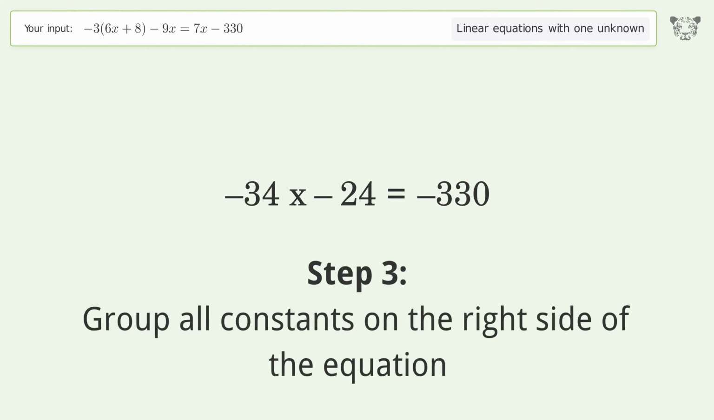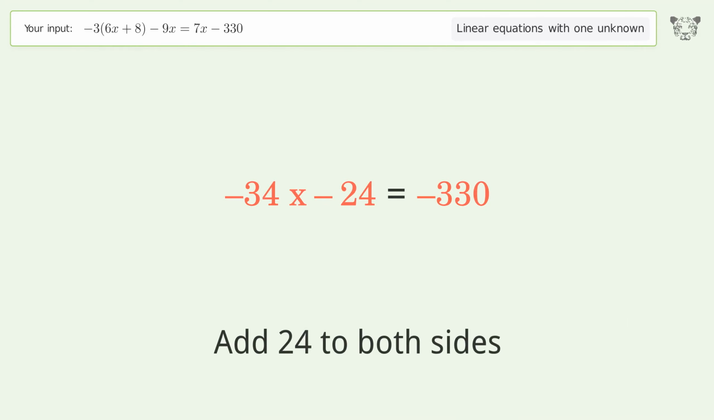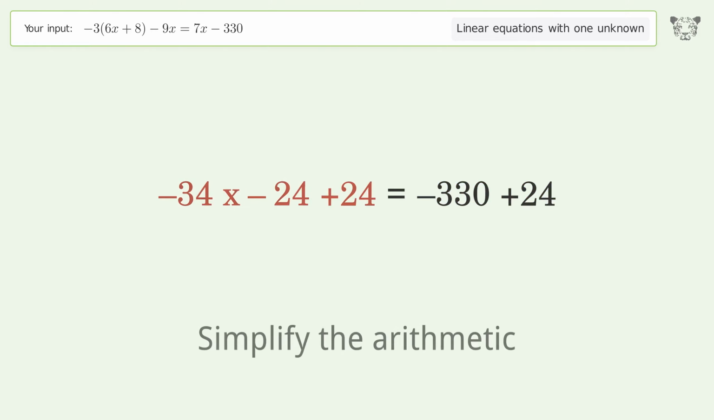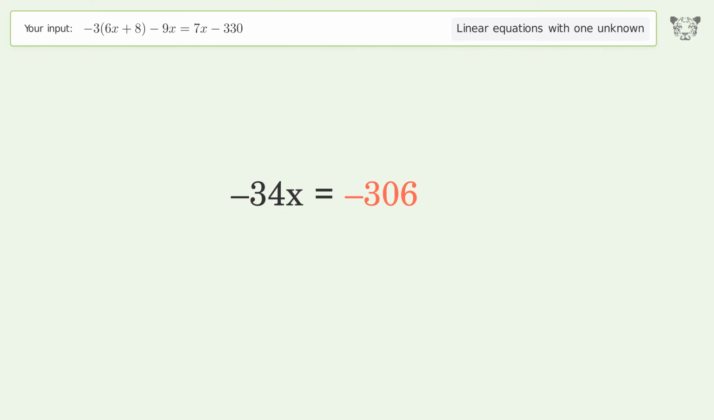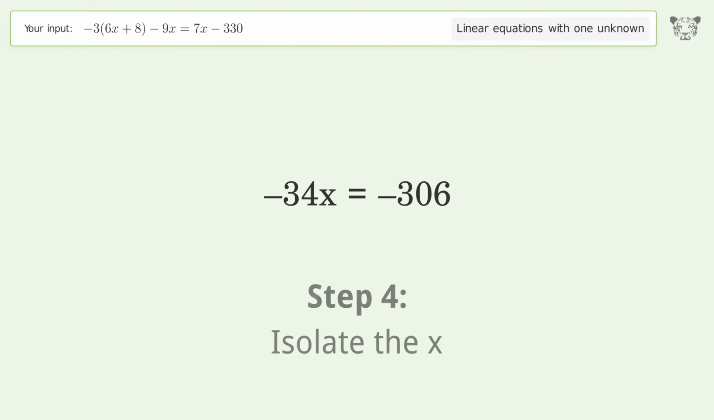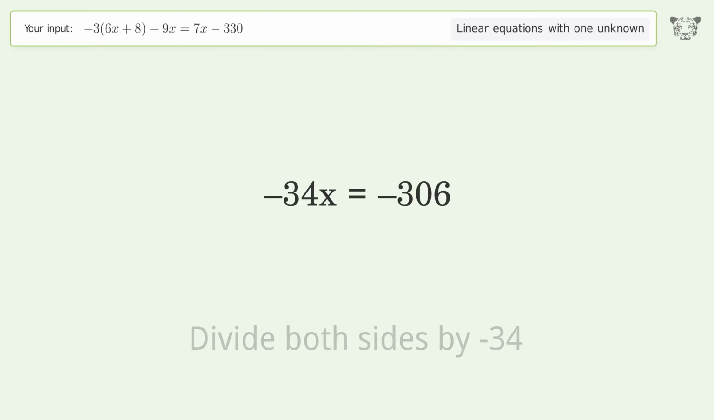Group all constants on the right side of the equation. Add 24 to both sides. Simplify the arithmetic. Isolate the x. Divide both sides by -34.